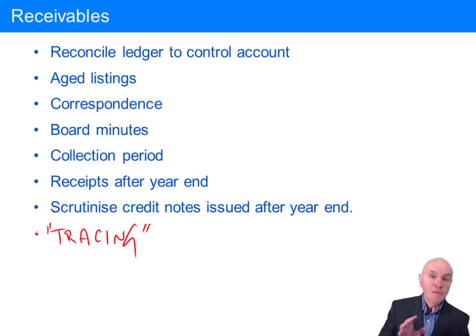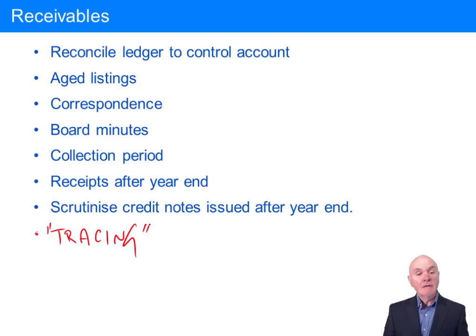Don't just use the word tracing in an exam. Say exactly what you're tracing and why you're tracing it. So tracing back to the invoices, back to the dispatch notes, back to the purchase orders, is telling you something. Yes, the amount exists. It is ours. It has been cut off properly. In other words, it belongs to a particular year which we have.